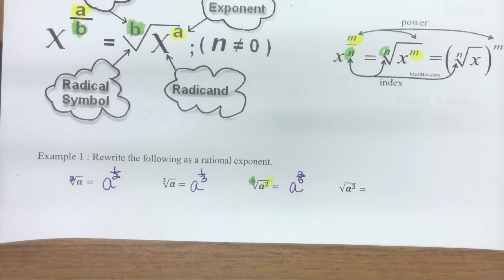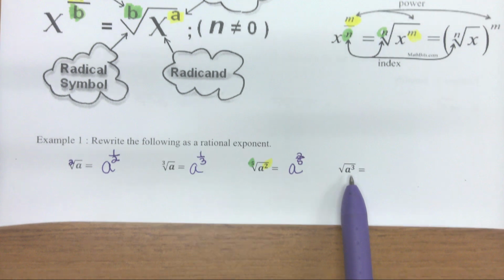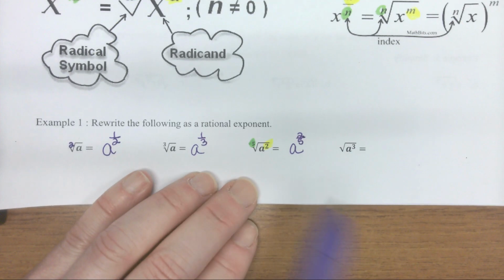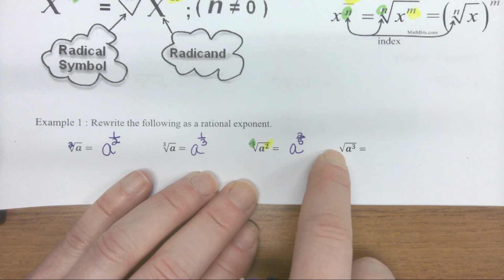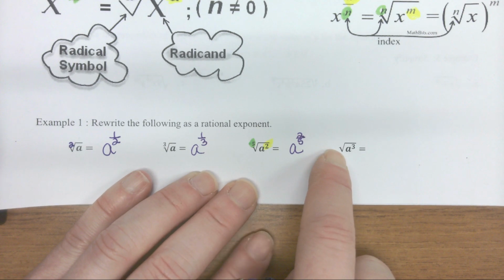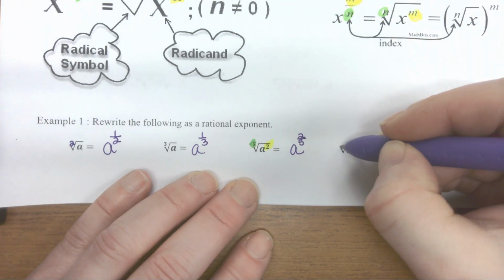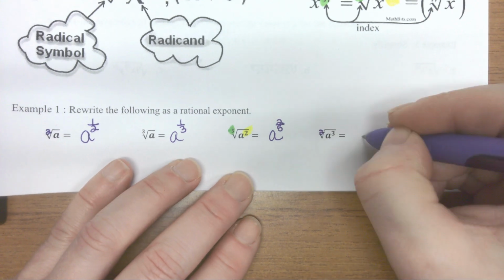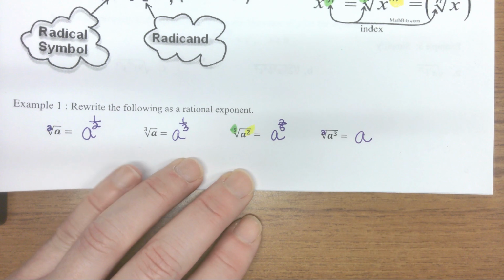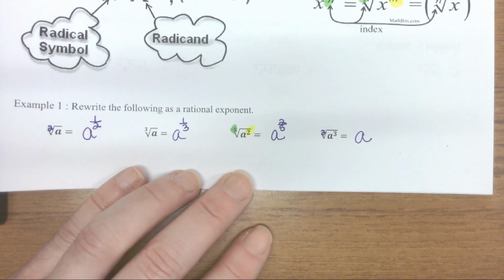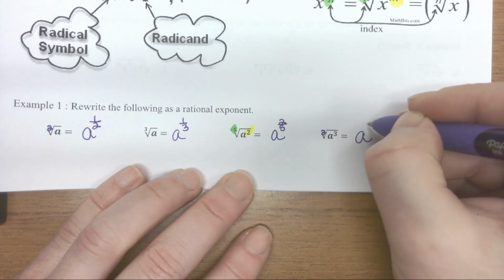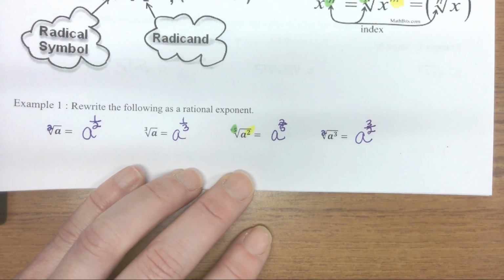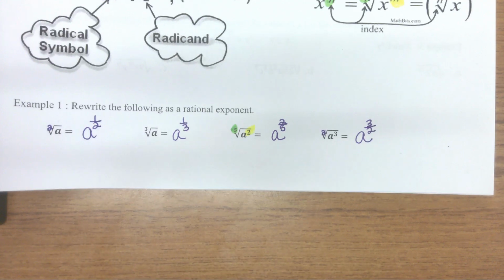Okay. Now, remember what I said about this. What root is this? Square root. If you want to write a little 2 there, you can. All right, how would I write this one? A to the, what would the fraction exponent be? 3/2. All right, good.